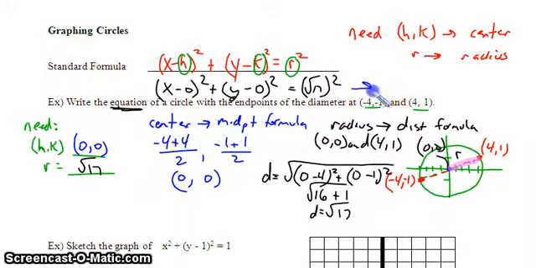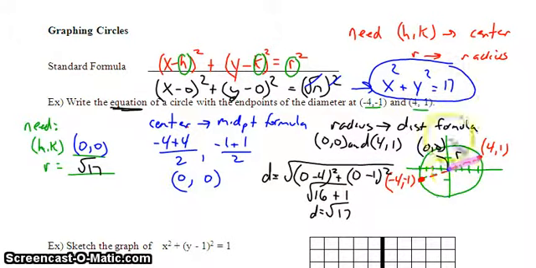Now we can clean this up a little bit because I don't really need to say x minus 0 squared. X minus 0 squared is the same as x squared. And y minus 0 squared is the same as y squared. And the square root of 17 squared, these would just cancel each other out and leave me with 17. So that's my actual answer. The equation for this circle would be x squared plus y squared equals 17.